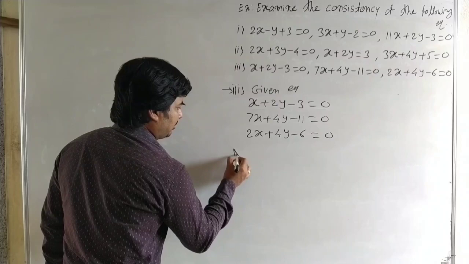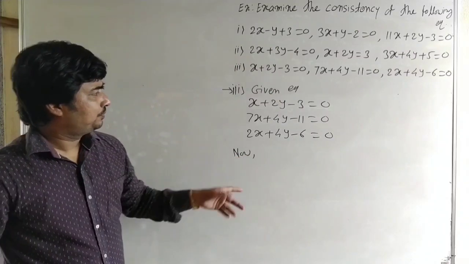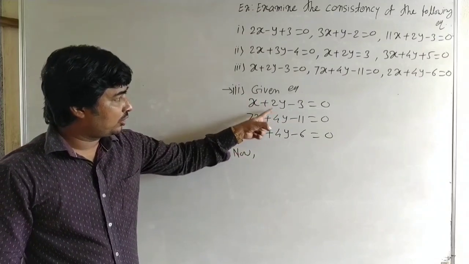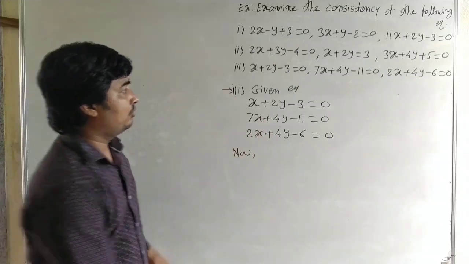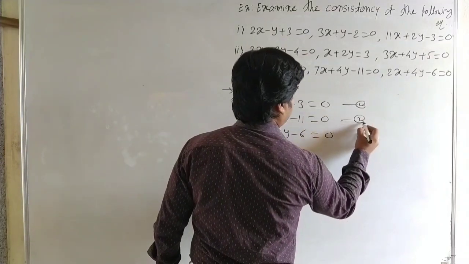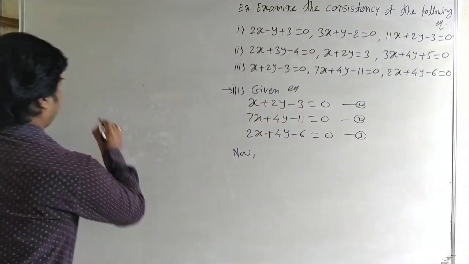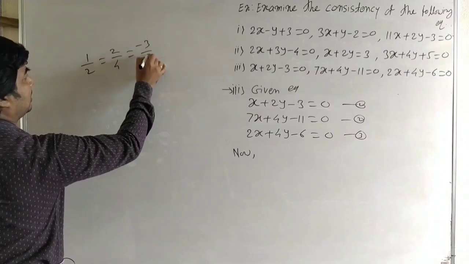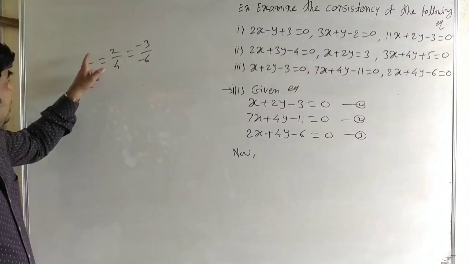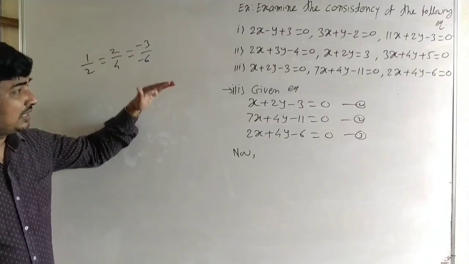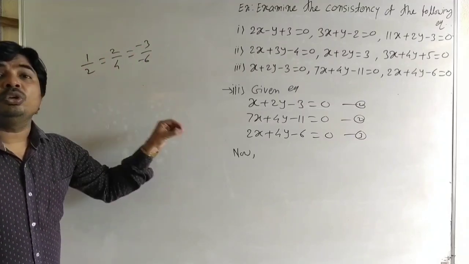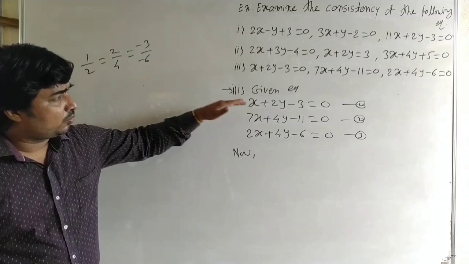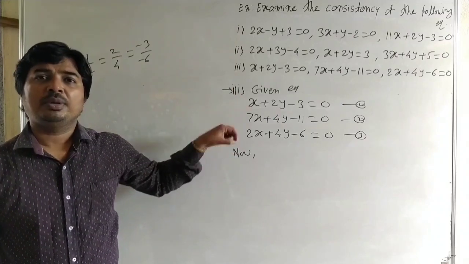Now we can first find the determinant. First we check here. It is 1 by 7 and 2 by 4, that is 1 by 4, but here 1 by 2 and here 2 by 4. In equation number 1 and 3, 1 by 2, 2 by 4 is equal to minus 3 by 6, both are equal. Here 1 by 2, here 1 by 2, and again it is 1 by 2. That means equations 1 and 3 are coincident lines. That means they have infinitely many solutions.